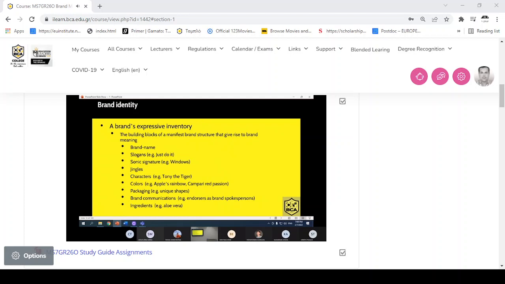Okay then. Right. So what's brand identity? Brand identity is a brand's expressive inventory, that is the building blocks of a manifest brand structure that give rise to brand meaning. Manifest brand structure, that is what the consumer sees. Brand name, slogans, sonic signature, the sound you hear every time you open your PC, that is the Windows sound, jingles, music, characters, Tony the Tiger, colors, for example, Apple's rainbow or Campari red passion, packaging, unique shapes, brand communications, endorsers as brand spokespersons, famous actors, famous singers, and finally, ingredients, for example, Palmolive aloe vera.